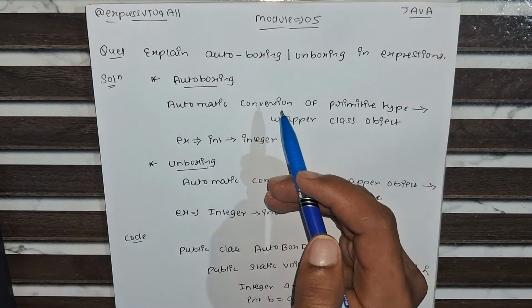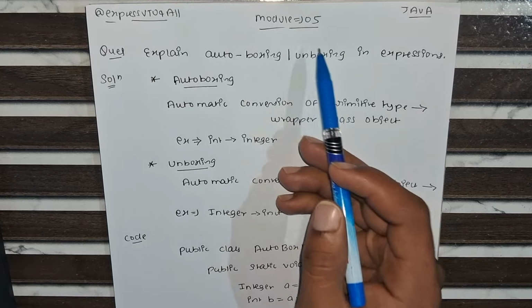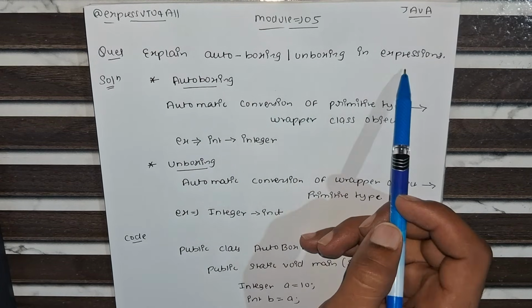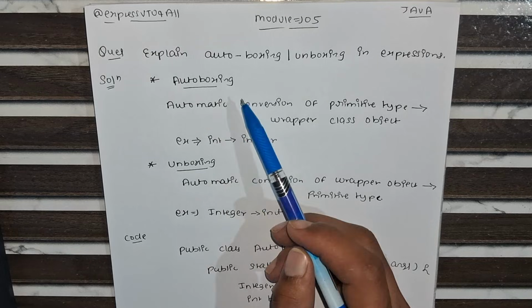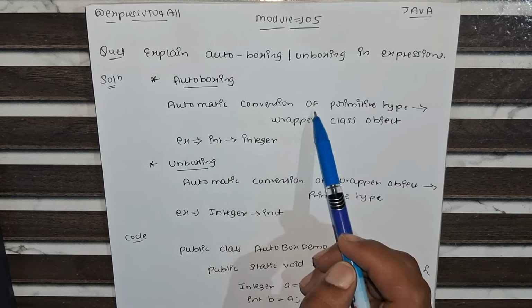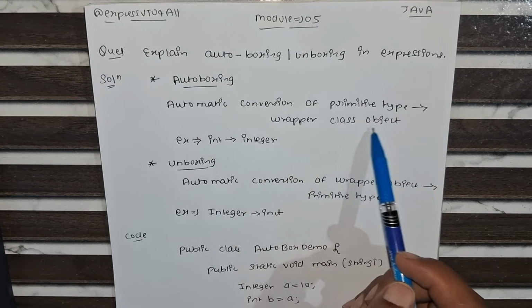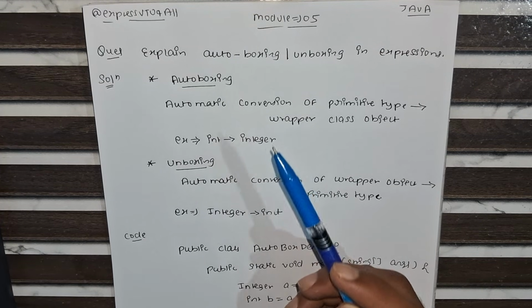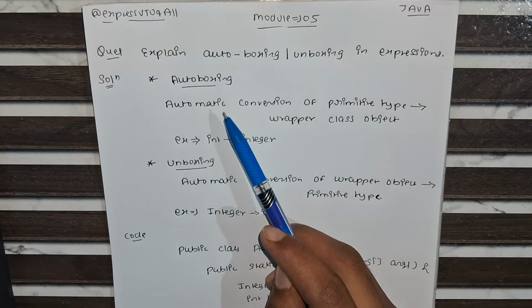In this video, we are going to discuss a very important problem from Module 5 Java. So the question is, explain autoboxing, unboxing in expression. So first we understand what is the meaning of autoboxing. Autoboxing, conversion of primitive data type into wrapper class object. It means automatic conversion of primitive data type into wrapper class object. This is nothing but autoboxing.